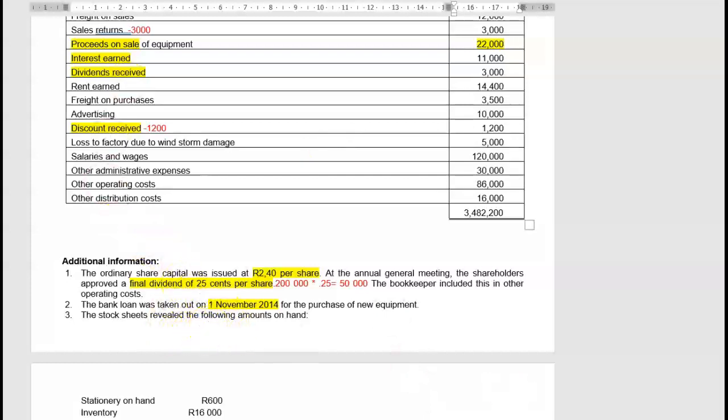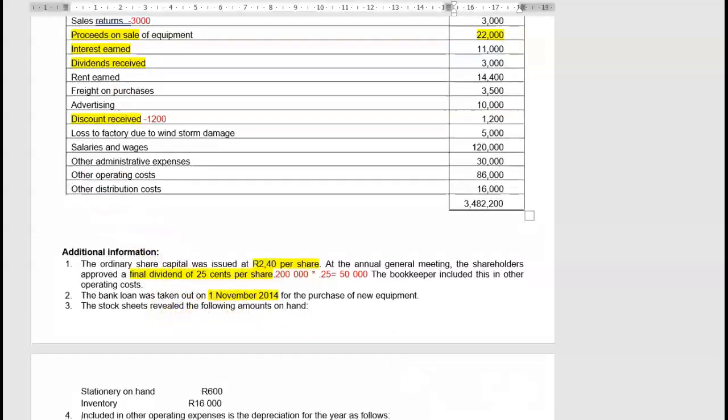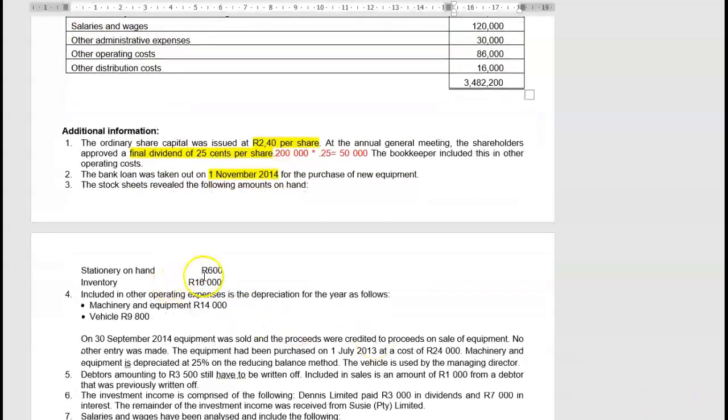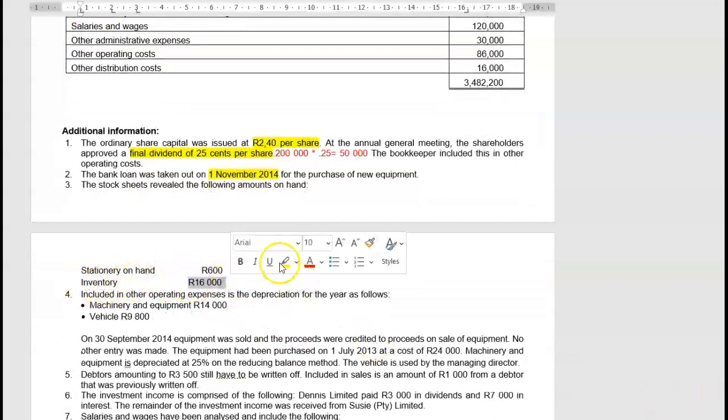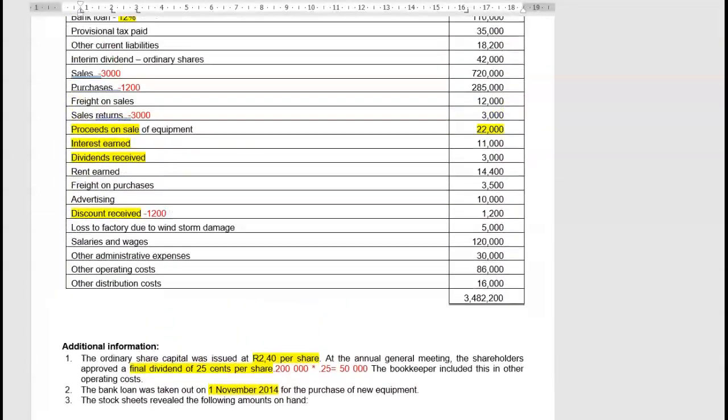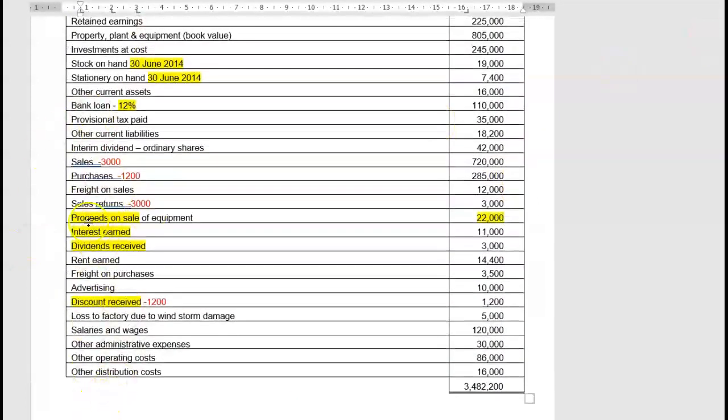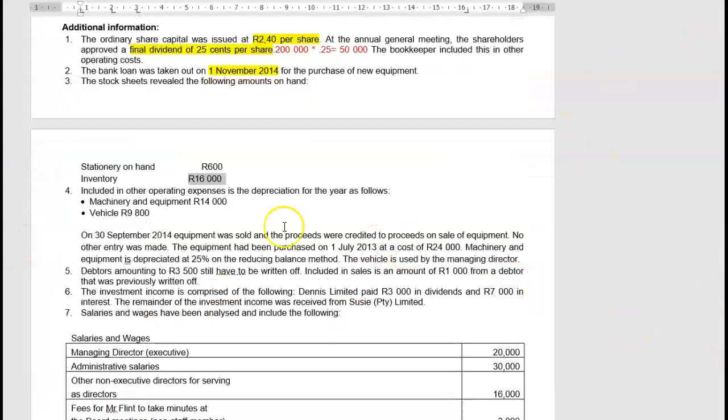Stock sheets revealed the following amounts at year end. Stationery on hand at year end 600 Rand and inventory at year end 16,000. Now, nowhere in our trial balance, under the income statement section, we had stationery expenses. But we had stationery on hand in the beginning of the year of 7,400, and we have stationery on hand at the end of the year of 600. So the difference between the two must be our stationery used in the current financial period.